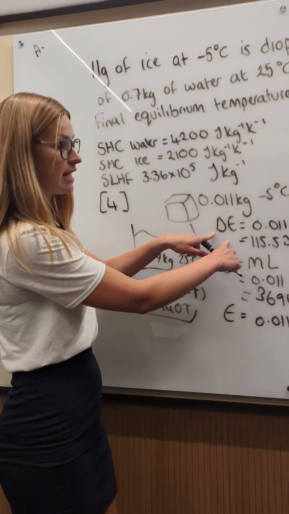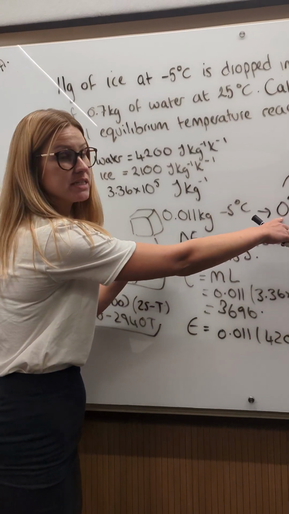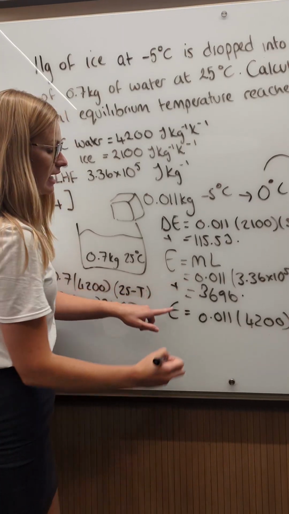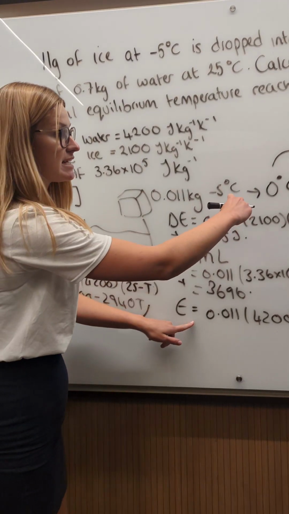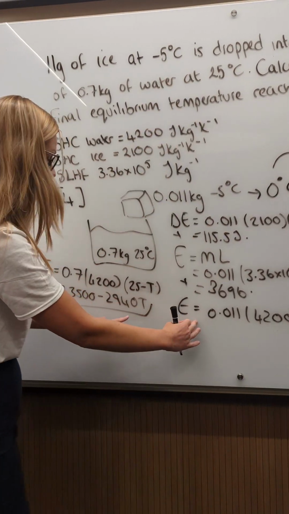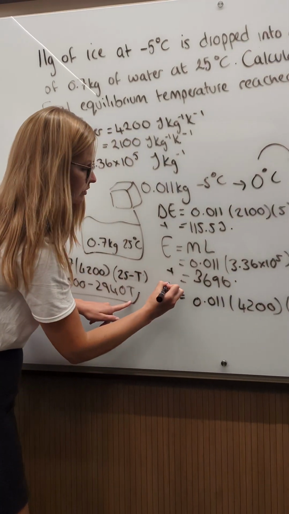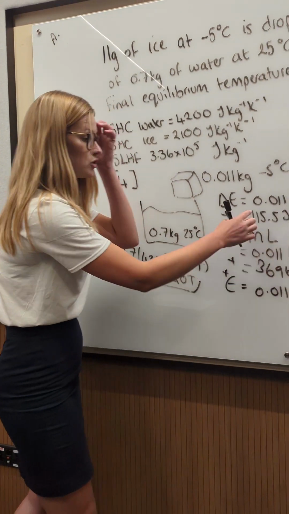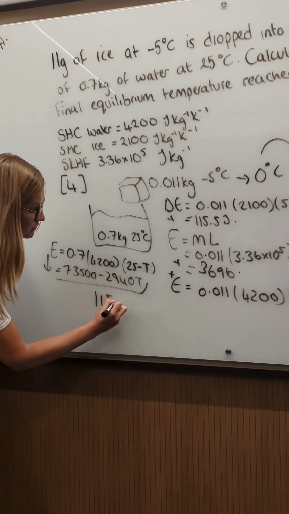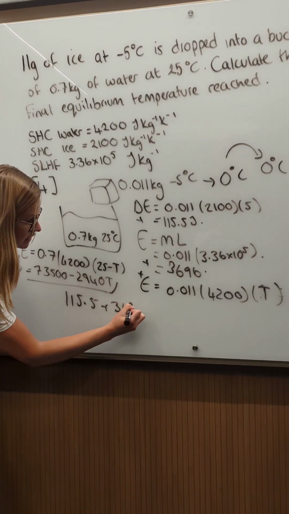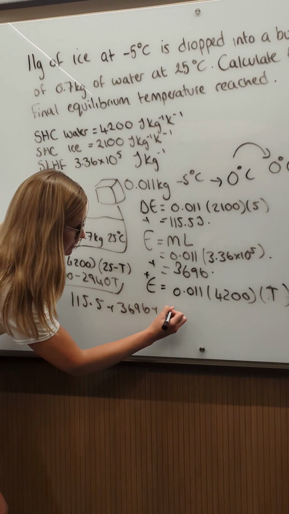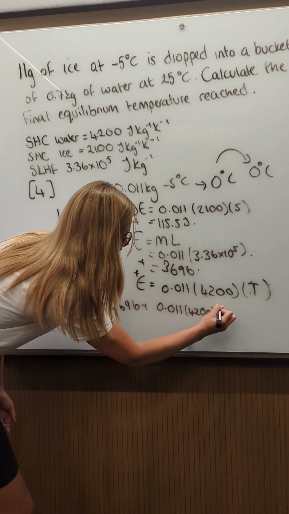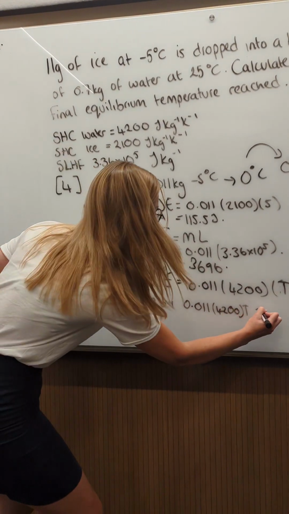Again, this is a drop in energy because my water dropped in temperature. This was an increase in energy because my ice had a rise in temperature to 0. That was an increase in energy because my ice had to change state. And again, that was an increase in energy because my ice has to increase in temperature to become that final equilibrium temperature. So now all we do is equate the energy loss to the energy gain. You write out your final line of math, which is 115.5 plus 3696 plus 0.011 times 4200 times T, and that's going to equal this line.